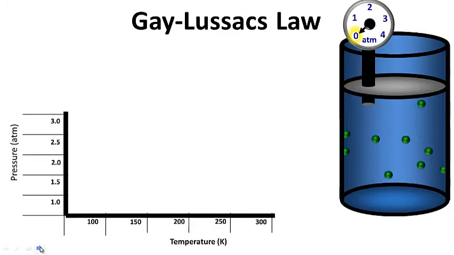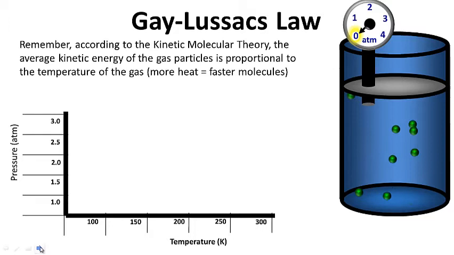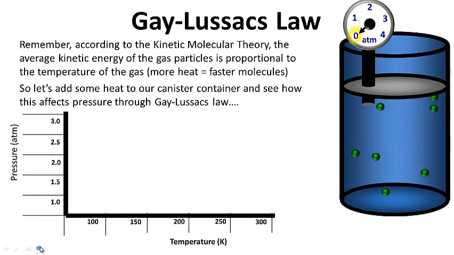All right, so Gay-Lussac's law. Remember, according to the kinetic molecular theory, the average kinetic energy of gas particles is proportional to the temperature of the gas. In other words, more heat equals faster molecules. So let's add some heat to our container here, and see how this affects the pressure through Gay-Lussac's law. In other words, we're going to increase temperature to see how this affects the pressure.